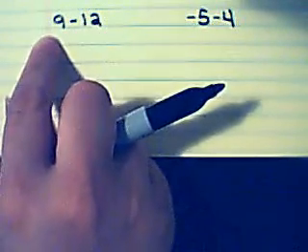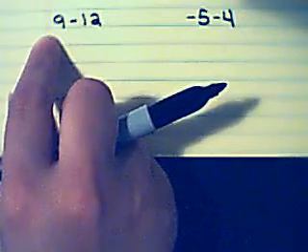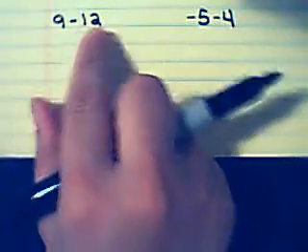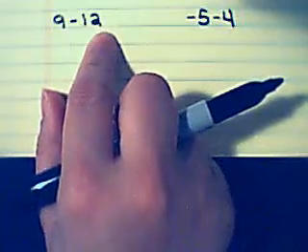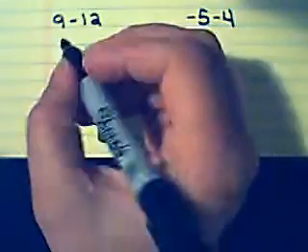So what I'm going to do for the problem 9 minus 12 is say that I start off with $9 in a bank account. Let's say I go and I spend $12 out of that account. I really spent $3 more than I had, so my bank account now has -$3 in it.